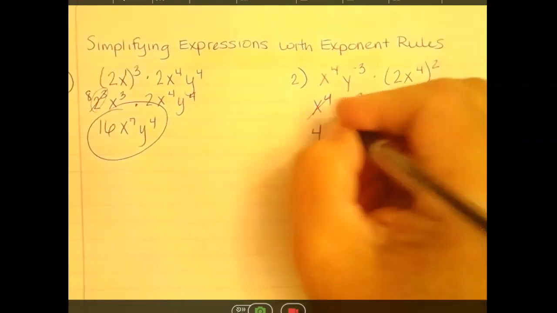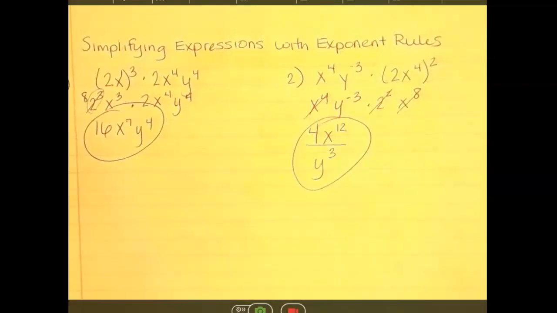Does that make sense? So we kind of had a negative thrown in that second example, a negative exponent that made us move something around. Okay, let's get on with this. Example number 3.